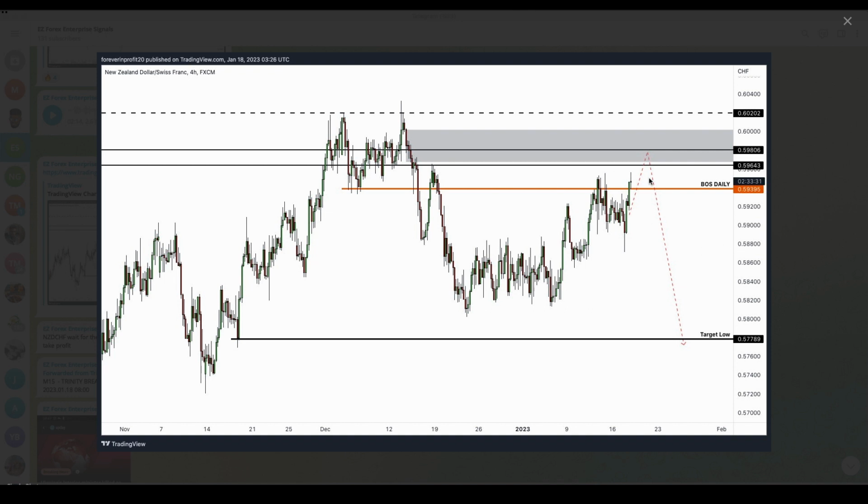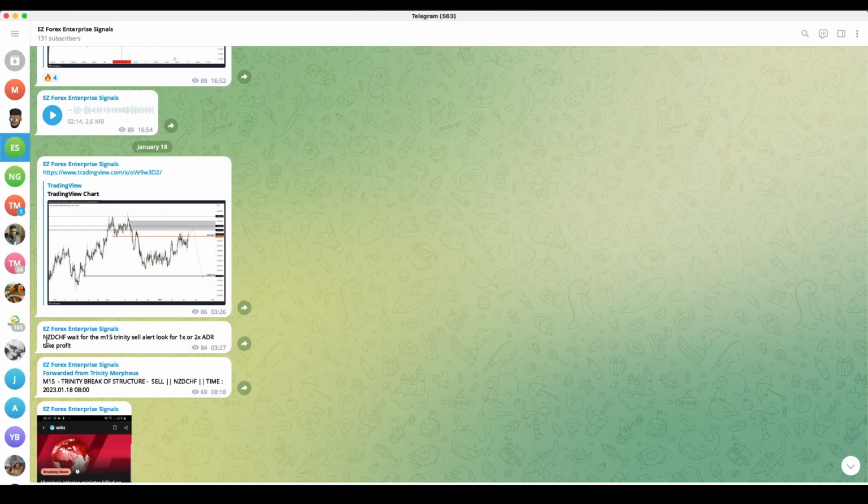We saw 2 times ADR in a sell going down, and you can see here I put NZDCHF, wait for the M15 Trinity alert, and then look for 1 to 2 times ADR take profit. Exactly what you saw as the break of structure on MT4, that is basically what the Trinity alert would be for you, and you would have been able to take this trade. And we can see here the Trinity alert did appear right over there.